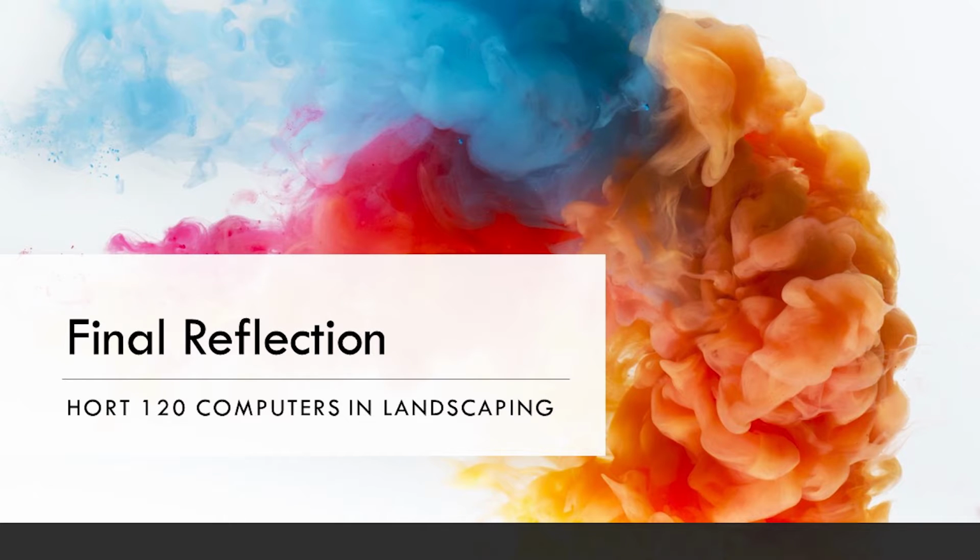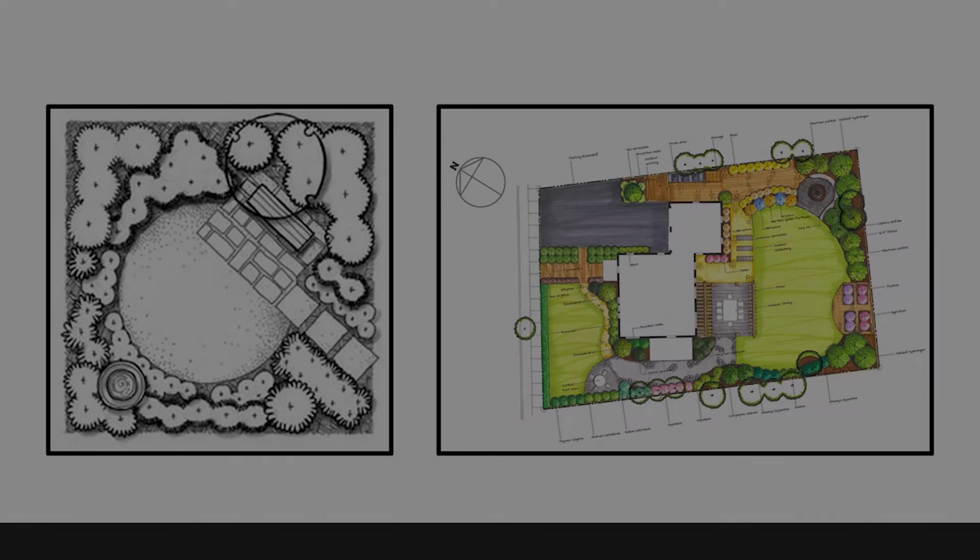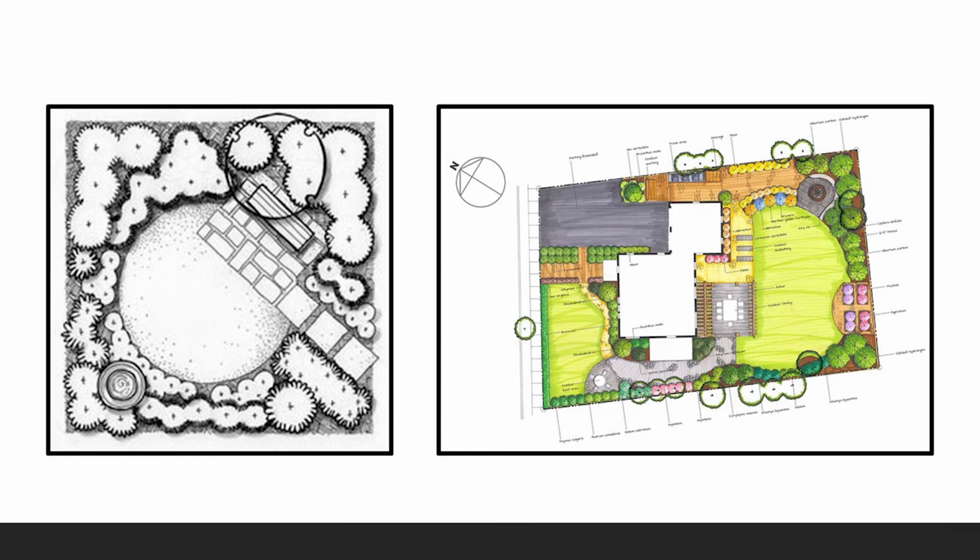Hi, in this video I will be reflecting upon the Computers and Landscaping course, which is also known as Hort 120. Throughout the entire course, two templates were used to create our designs in every program. These templates were referred to as the Small Garden Plan and Course Master Plan. Both plans were inserted into the drawing at the start of every project and worked on top of so that they could be accurately recreated using different kinds of software.